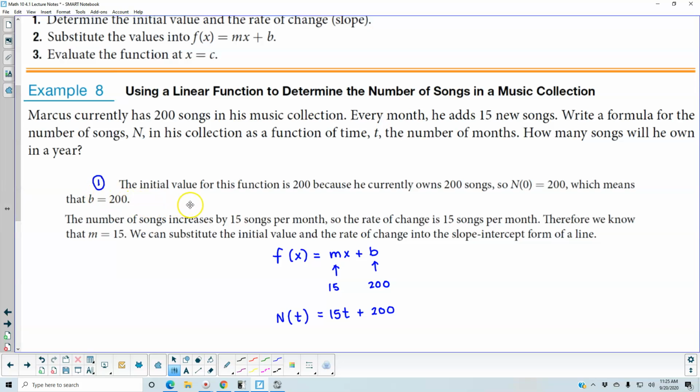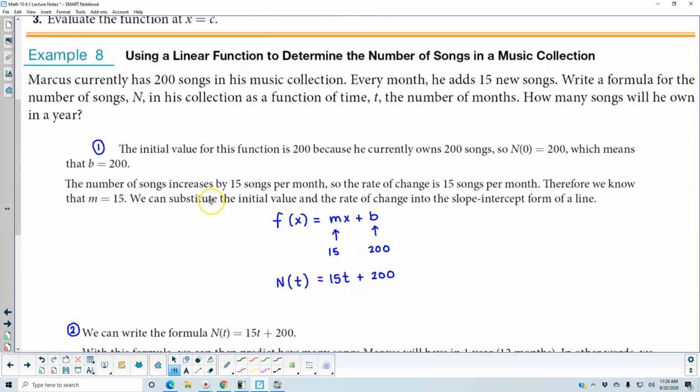So, in number 1, the initial value for this function is 200 because he currently owns 200 songs. So the initial value means that at n of 0, meaning when the input is 0 or time 0, the output is 200 because that means that he currently has 200 songs. So then that would say that b is equal to 200 because that represents a y-intercept. When x is 0, what is the y value? Well, the y value is 200. So therefore, b being 200 represents the y-intercept.